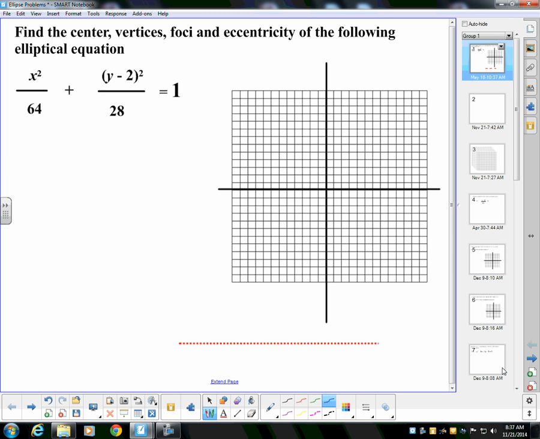First thing, it is always good to go ahead and identify A, B, and C. Now, A is always going to be the square root of the bigger of these two numbers here. 64 is bigger than 28, so I know that A is the square root of 64, which is going to be 8. So I know that my A coefficient is 8. That means my B coefficient is the square root of 28.